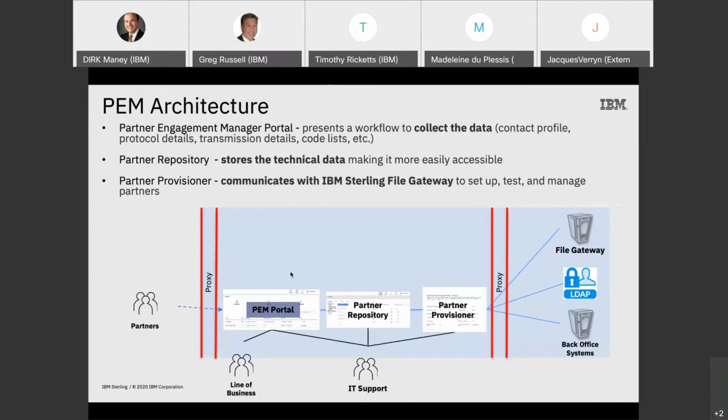We also have a partner provisioner, which allows you to communicate with solutions like IBM Sterling File Gateway to set up, test, and manage those partners. Each of these components is connected together via RESTful APIs. The PEM portal passes the data into the partner repository where it's stored, and that's done via RESTful API. The partner provisioner uses RESTful APIs when communicating with Sterling File Gateway to pull the information out of the partner repository and push it along into the File Gateway.